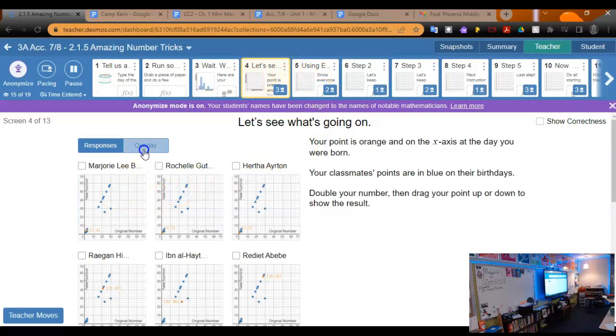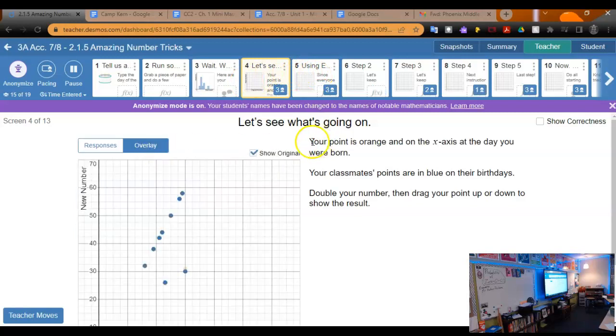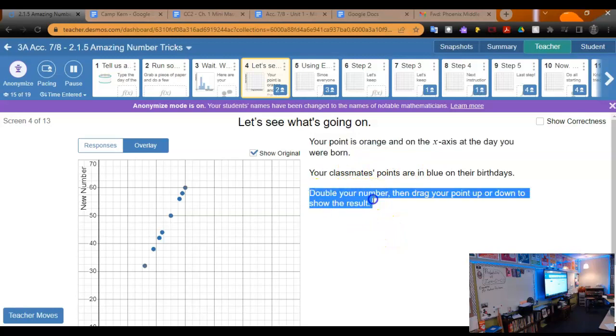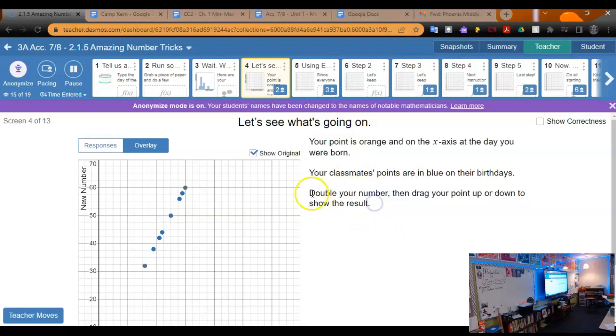Where are we supposed to put the orange dot? I don't get it. Your point is orange, and on the x-axis at the day you were born. Why is my name notoriously brown? What about the double?